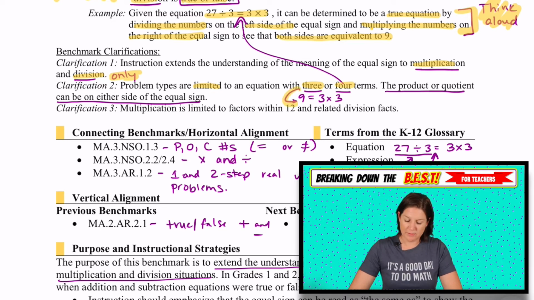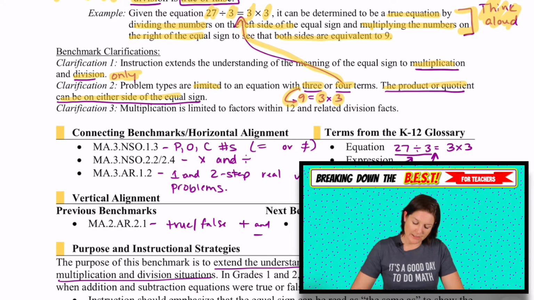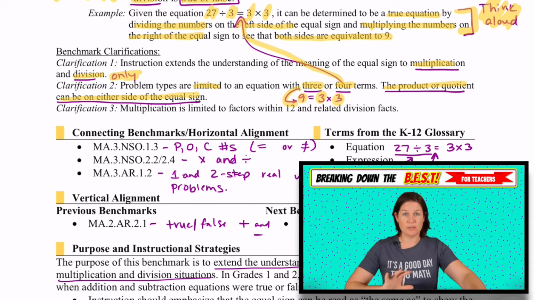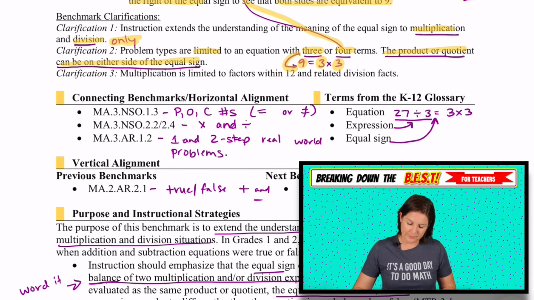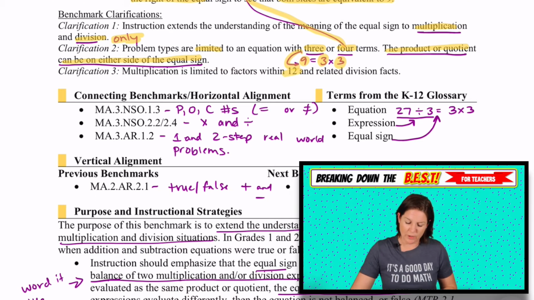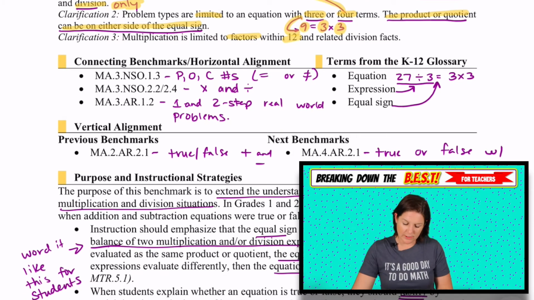3 terms would be something like this: 9 equals 3 times 3. I've just highlighted the 3 terms. And something with 4 terms would look like the example: 27 divided by 3 equals 3 times 3. Those are 4 terms. And the product or the quotient can be on either side of the equal sign. So make sure we're varying it up there. And also, of course, to keep it within 12 for our factors with multiplication.